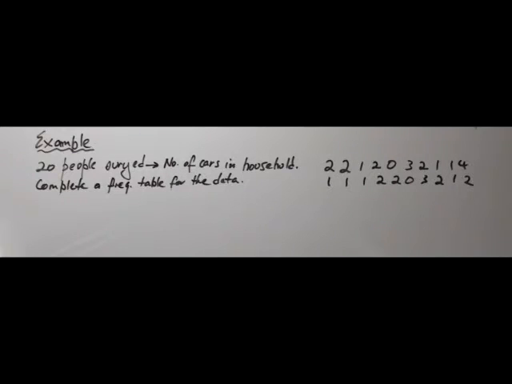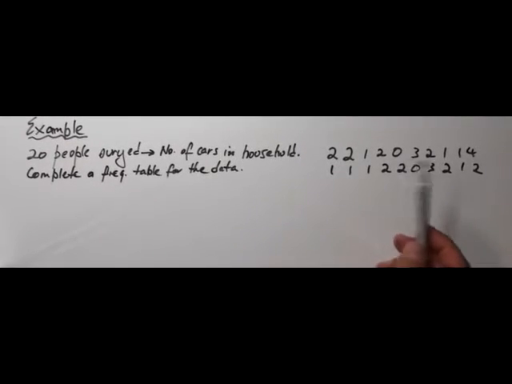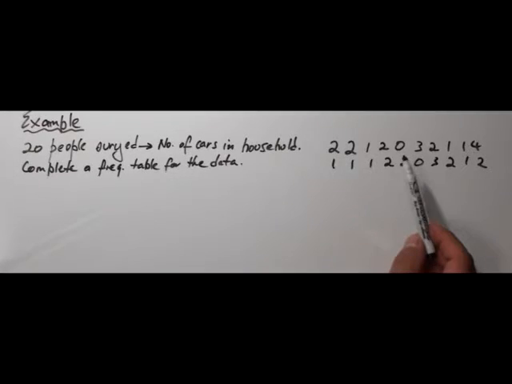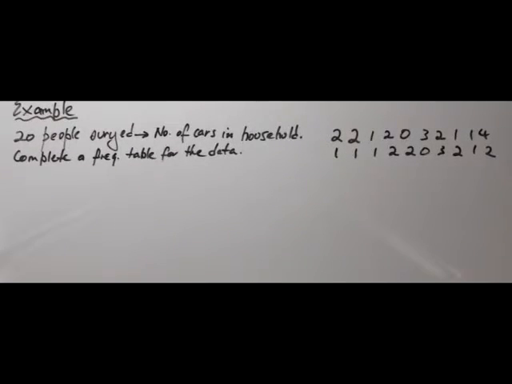In this example we're told 20 people were surveyed. They were asked the number of cars in each household, and we're asked here to complete a frequency table for the data. So what that means is how many households have 2 cars, how many households have 1 car, how many households have 0 cars. So we need to construct a frequency table of the number of cars.